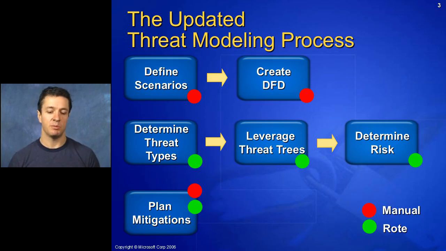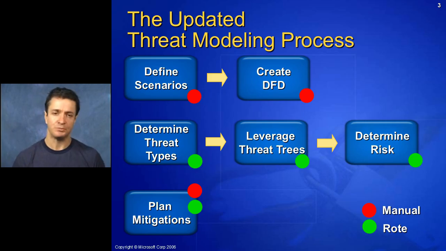Next is determining threat types, leveraging threat trees, and determining risk. These three steps are virtually automatic. Historically, they were manual processes, but now we've made them pretty much a rote process. So determining threat types is derived from the elements in the DFD. Leveraging threat trees, we used to say build threat trees. Well, the problem with building threat trees is that they require a lot of security expertise. And it turns out that there's actually a standard set of threat tree patterns that we use, and those are described in Chapter 22 in the book.